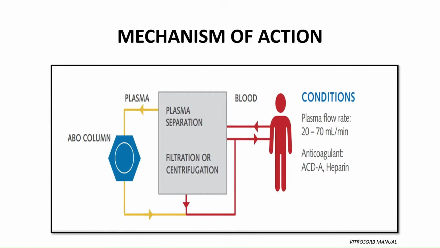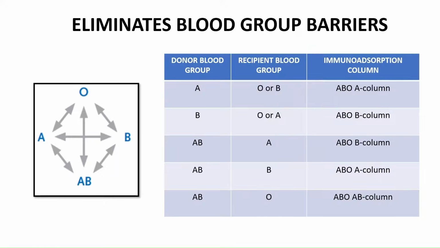A very good morning everyone. I am Dr. Soumya. I will be demonstrating therapeutic plasma exchange using a secondary plasma device. First, coming to the mechanism of action. The main advantage of using a secondary plasma device is that it eliminates all the blood group barriers for ABO incompatible transplantation. This table shows that according to donor and recipient blood group, the appropriate immunoadsorption column is to be used.